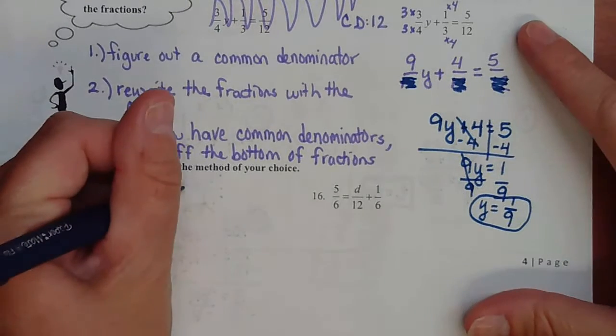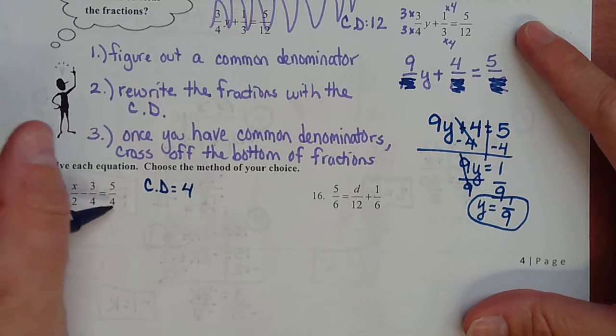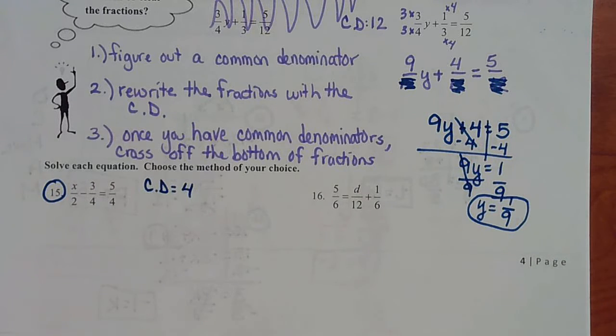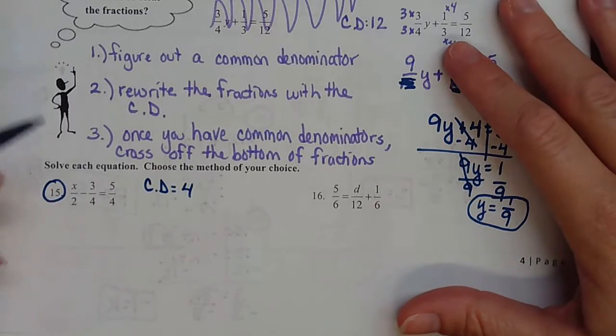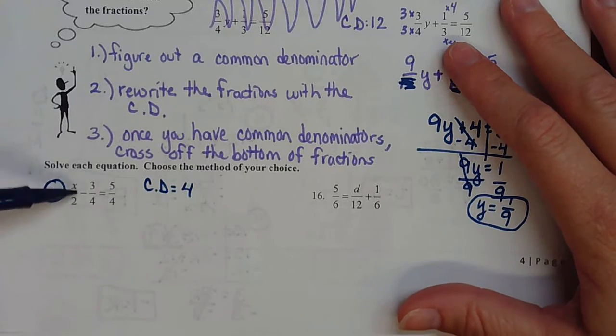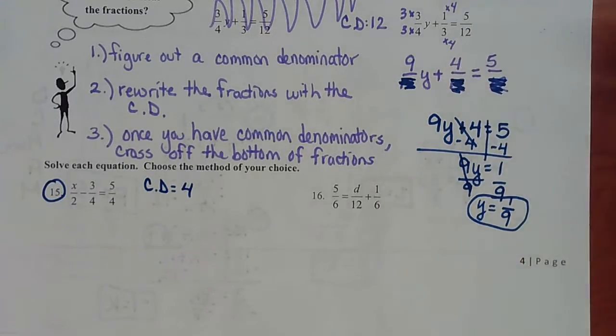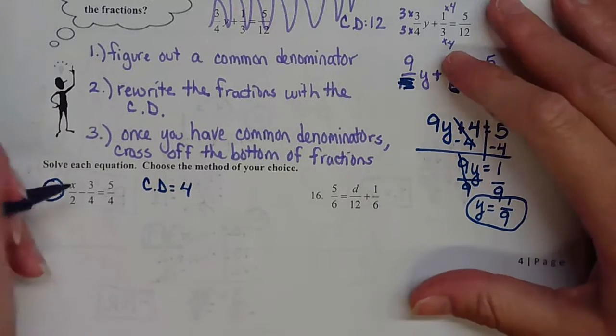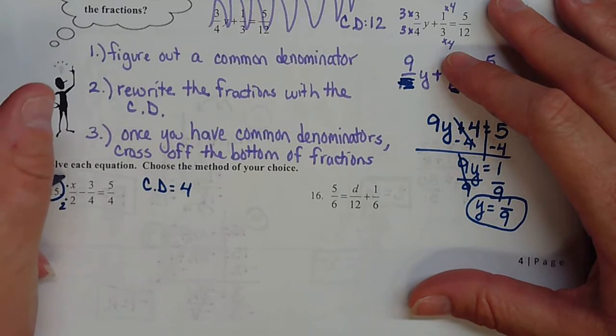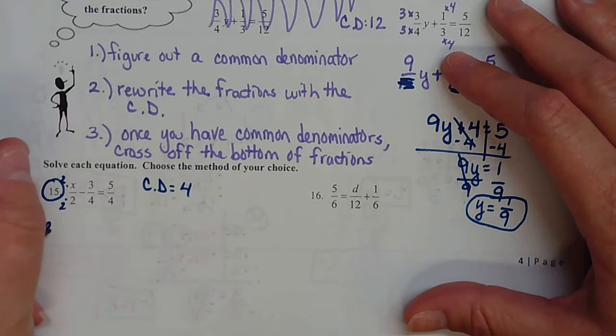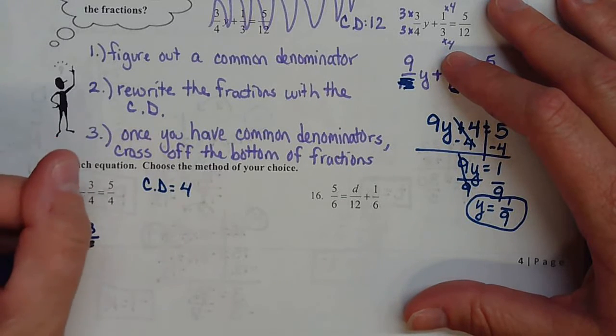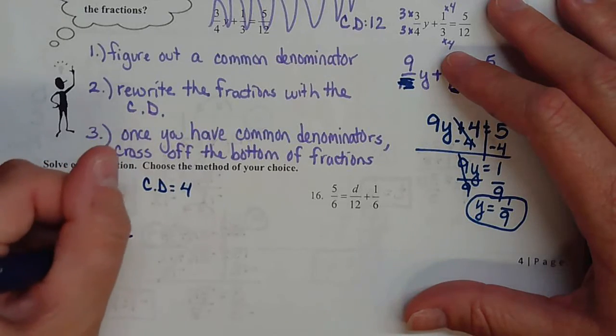So the common denominator is 4 because I can use multiplication to get all of these to be 4, and 2 of them are already 4, so that's a plus. So the only one that I need to worry about is this first one. What do I need to multiply the first fraction by? 2. The bottom by 2 and the top by 2. So that gives me 2x over 4 minus 3 over 4 equals 5 over 4.